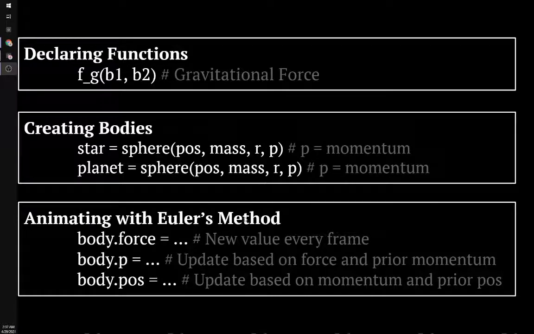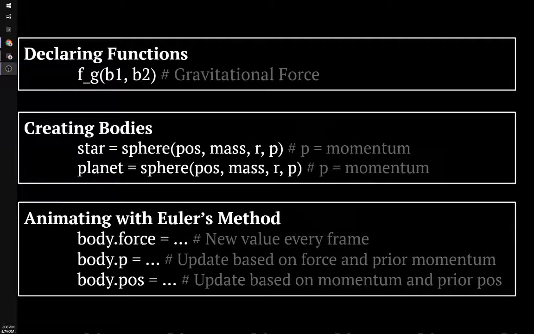Part 3 is going to be animating with Euler's method. This is what we learned in week 2. You could go back there to get a refresher. The 3 parts of this, as always, are that you're going to declare a time and a change in time, make a while loop, set a rate, and then calculate the force on each body. Body in this case is just going to be the star and the planet.